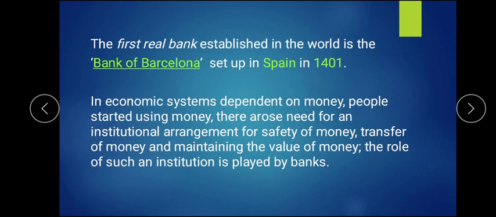So this is how the evolution of bank came up from there, and the first bank was Bank of Barcelona, which was set up in Spain in 1401. So this is how it satisfied the need of money, and this is how money grew as people started using more and more money.